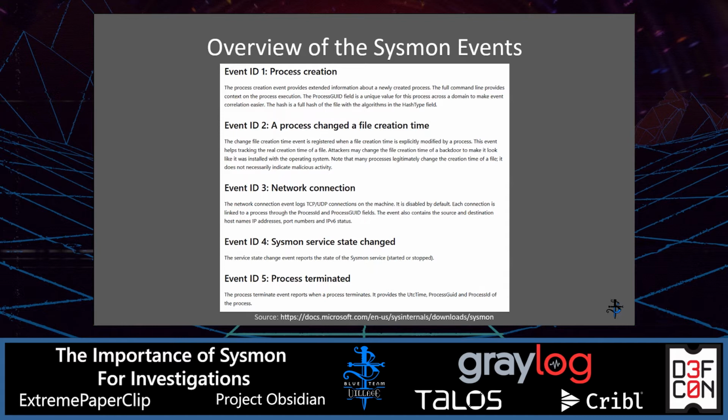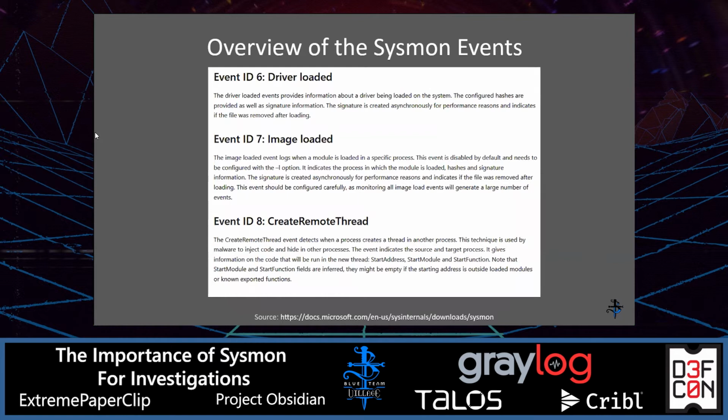So event ID 2, the process changed the file creation time. Event ID 3, network connection, very useful. Event ID 4, Sysmon service state changed. You can see in the logs if Sysmon was stopped. And of course, event ID 5, a process was terminated. Event ID 6, a driver was loaded. This can be very useful.